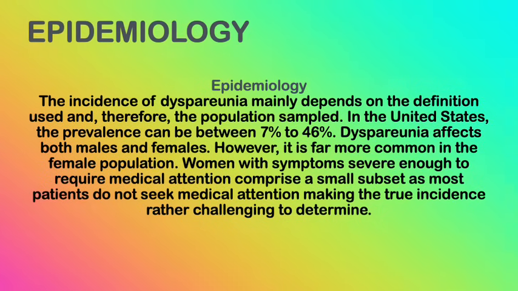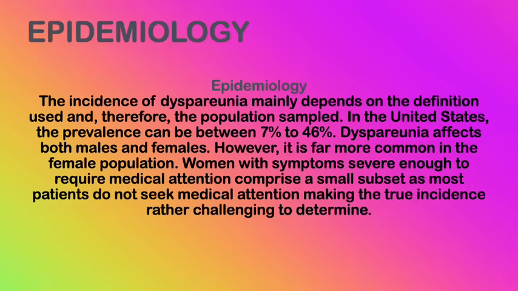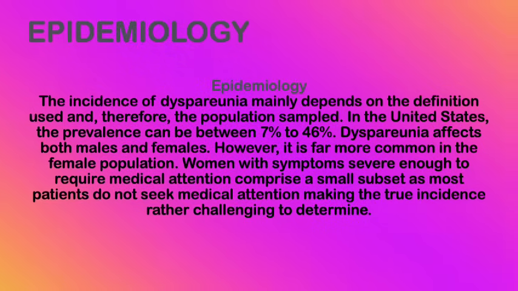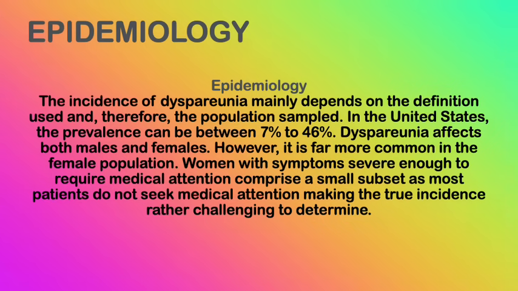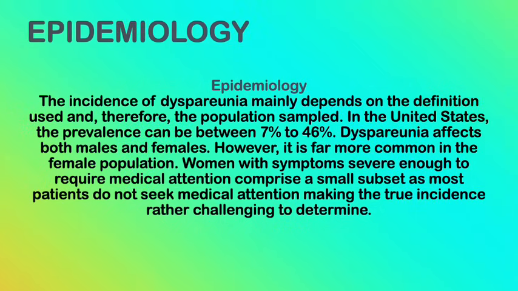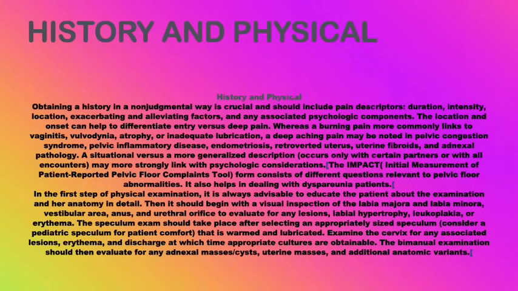The incidence of dyspareunia mainly depends on the definition used and the population sampled. In the United States, the prevalence can be between 7 to 46%. Dyspareunia affects both males and females. However, it is far more common in the female population. Women with symptoms severe enough to require medical attention comprise a small subset, as most patients do not seek medical attention, making the true incidence rather challenging to determine.